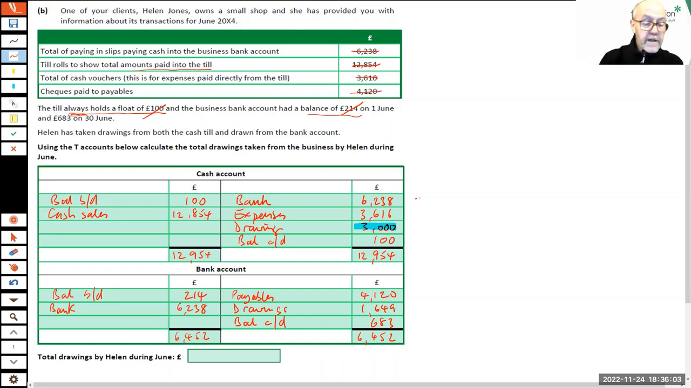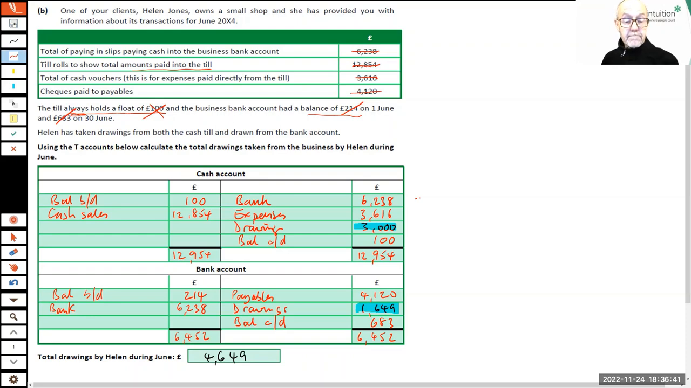So total drawings, we've got to add the two together. Well, that's easy, isn't it? 4,649. Now, I looked at that exercise when I was prepping up for today. I thought, whew, there's a lot to do there. But actually, if you're methodical, everything's crossed out, isn't it? We did that one twice. We were methodical there. That's not too bad at all.